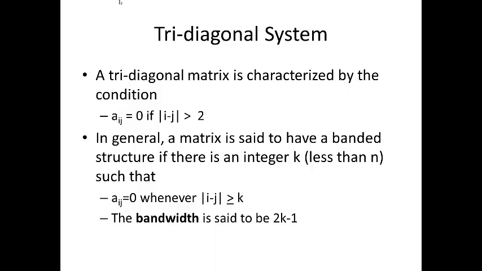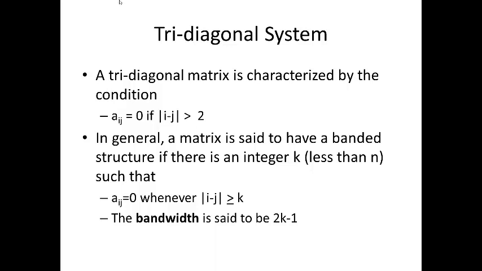Obviously, the storage requirements for a banded matrix are less than those of a general matrix of the same size, since we don't need to store all those zeros. An n by n diagonal matrix would only require n memory locations in a computer, and a tri-diagonal matrix would only require 3n minus 2. So we have quite a bit of space savings compared with n squared.